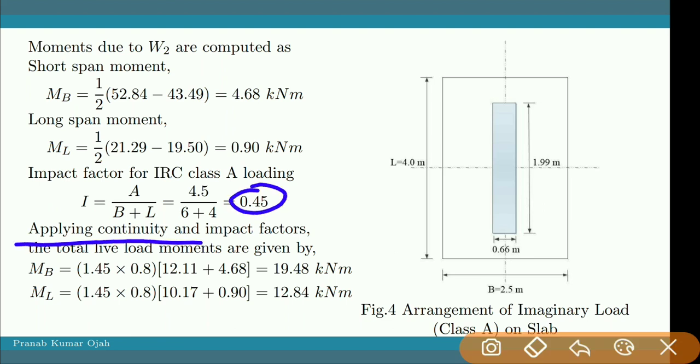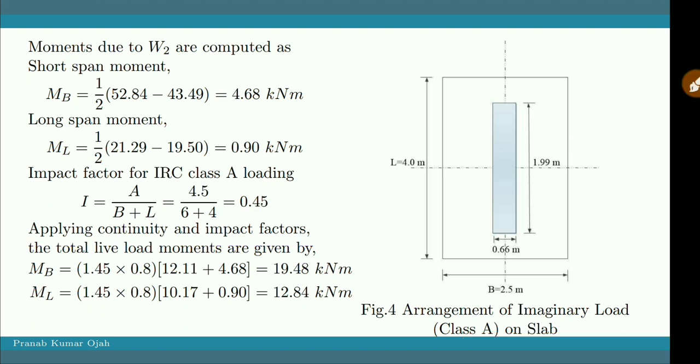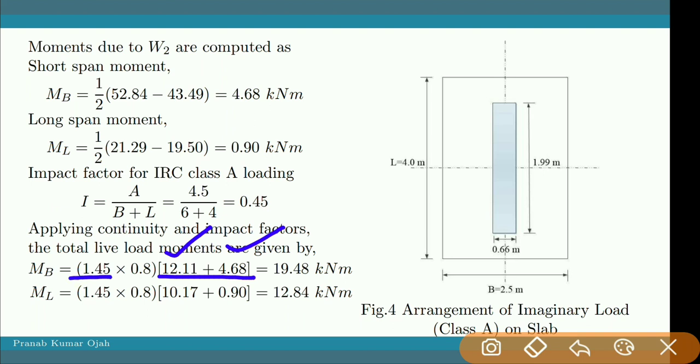So applying continuity and impact factor, the total live load moments are given by this. Here I have added up both the bending moment due to W1 and the bending moment due to W2. And that is multiplied by impact factor 1.45 and continuity factor 0.8. And finally it comes out, this is the short span moment, and similarly this is the long span moment.